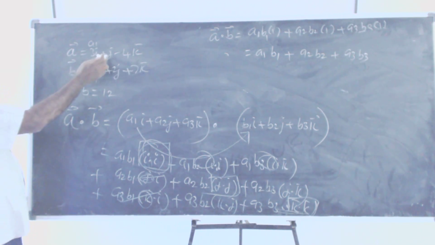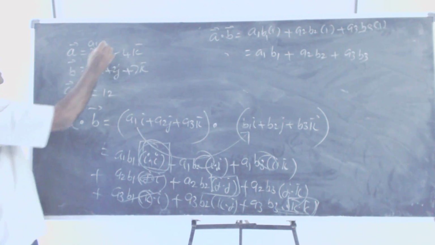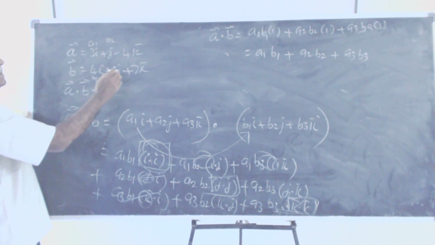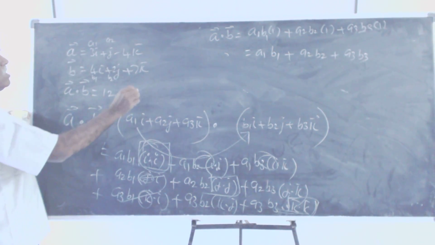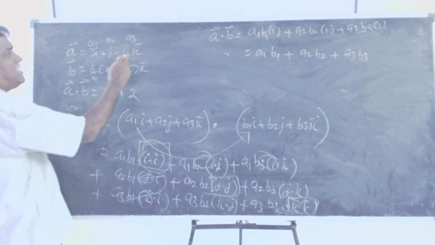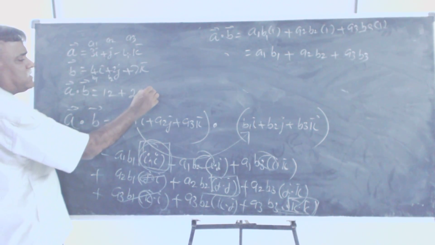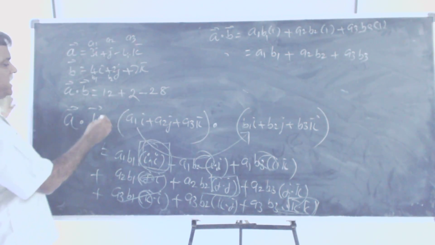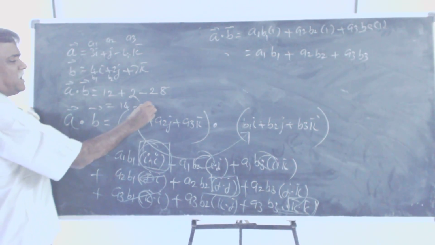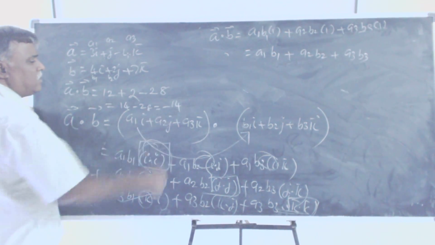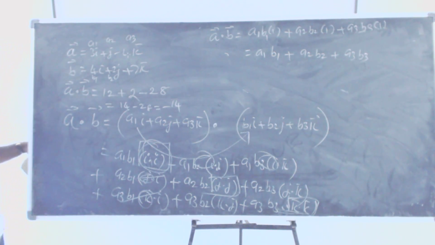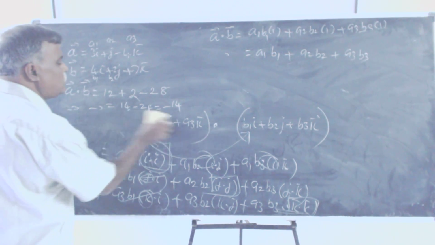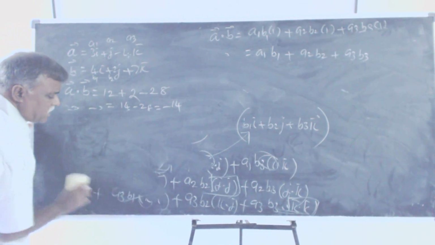Then A2: j has no number beside it, which means 1. A2 is 1, B2 is 2, so 1 into 2 is 2. Then A3 is minus 4, B3 is plus 7, so minus 28. Simplify this: 14 minus 28 equal to minus 14. So the dot product is negative here. Therefore, what is the nature of the angle between them? Obtuse angle.